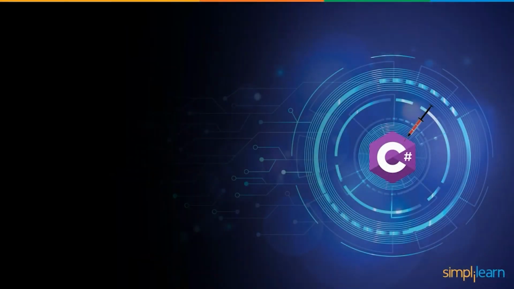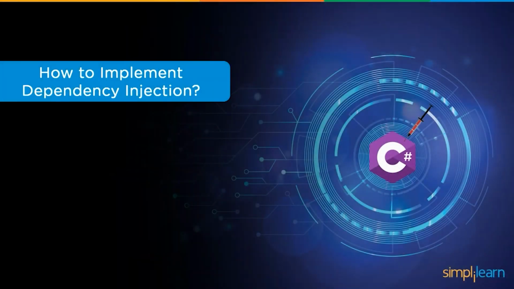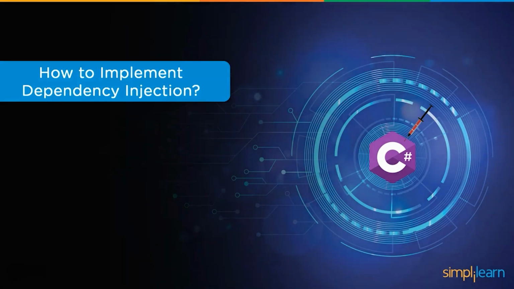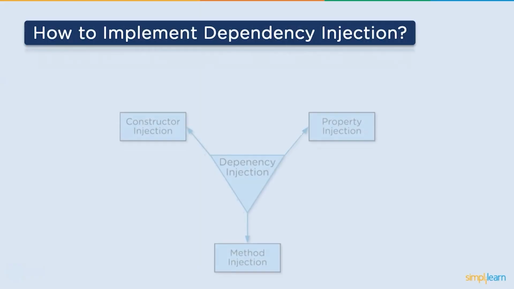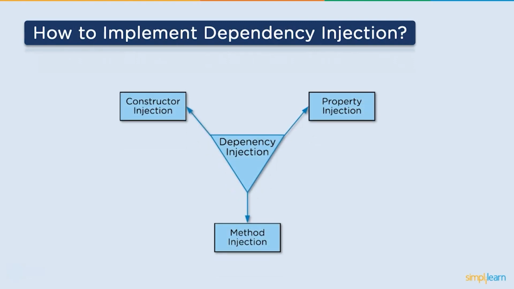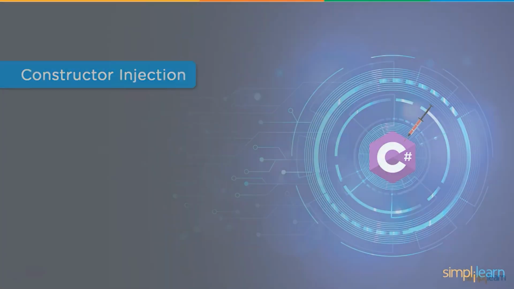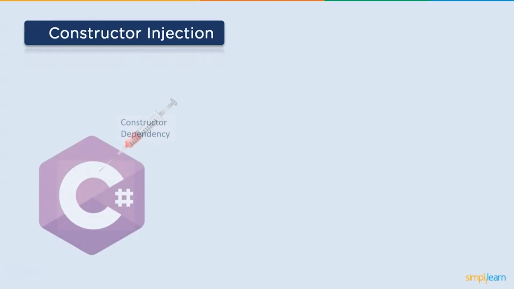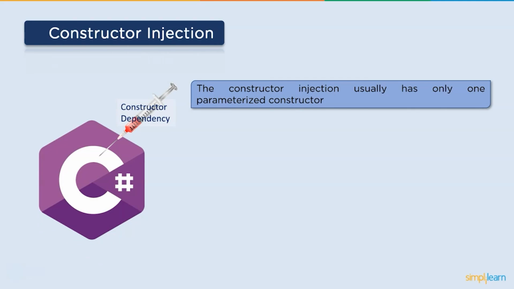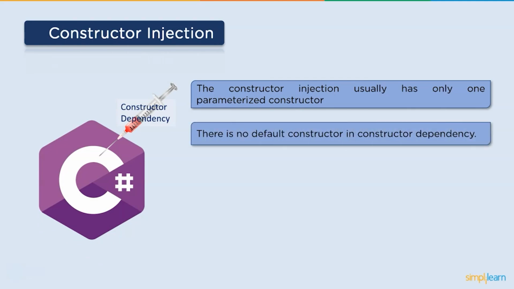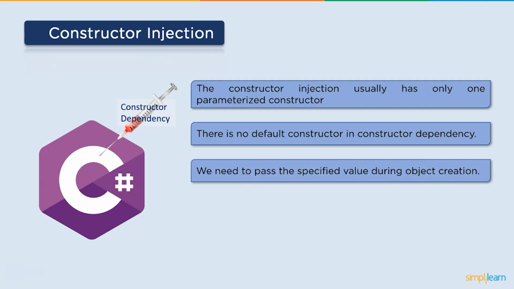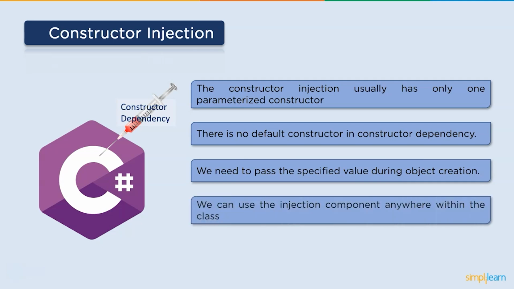Now, let's discuss the ways to implement dependency injection. We can implement dependency injection in three ways: constructor dependency injection, property dependency injection, and method dependency injection. Let's start with constructor dependency injection. The constructor dependency injection usually has only one parameterized constructor. There is no default constructor in constructor dependency. We need to pass the specified value during object creation. We can use the injection component anywhere within this class.